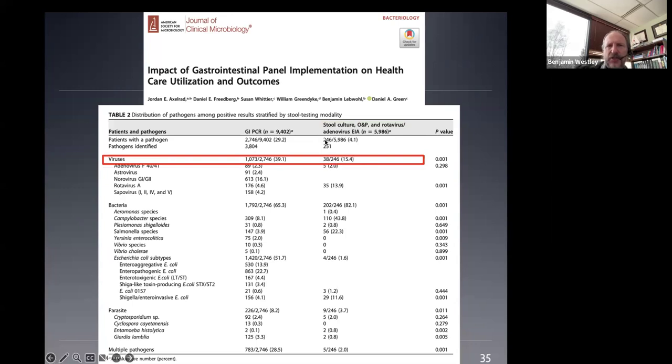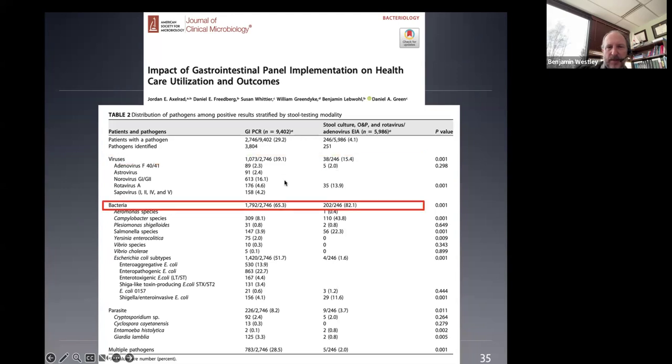So of the 246 with a pathogen on the culture, only 38% were a virus on those virus tests, whereas 39% of the identified pathogens were viruses on the GI panel. And then bacteria was different. In the culture, mostly what you found was bacteria, whereas on the stool PCR, bacteria were found 2/3 of the time.